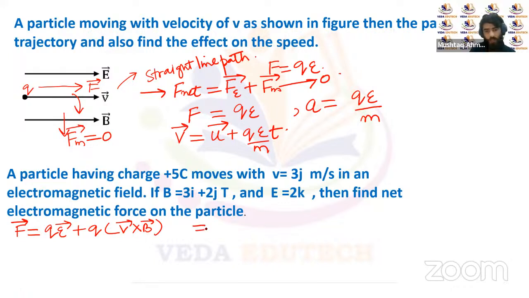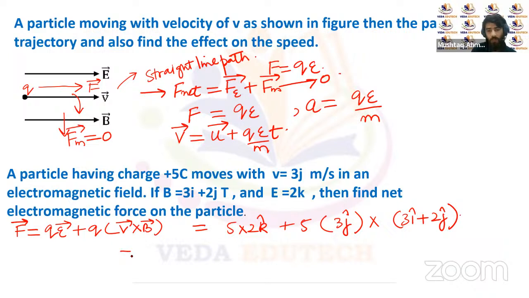So this will be the net electromagnetic force on this particle. The charge of this particle is given as 5 coulombs, so we'll write 5 multiplied by the electric field, that's given as 2 k cap, that will be twice k cap, plus 5 times v cross B. So v is given as 3 times j cap, crossed with 3 i cap plus 2 j cap. The electric part will be 10 k cap.